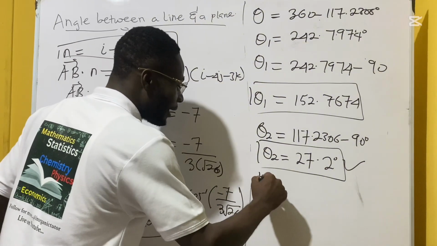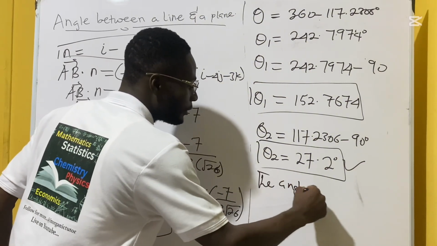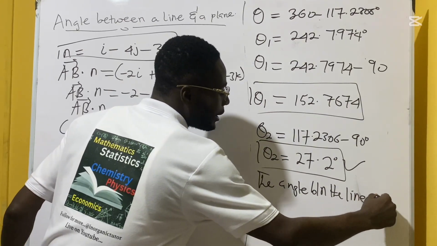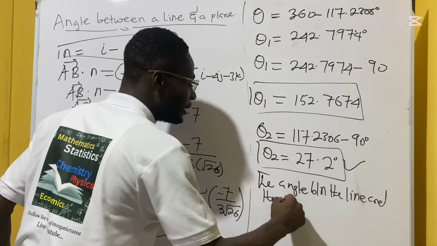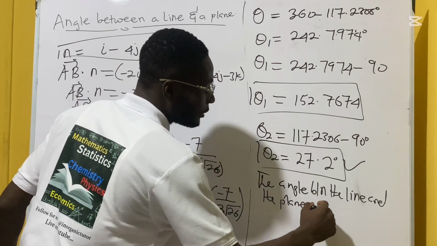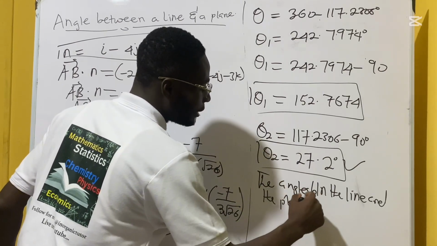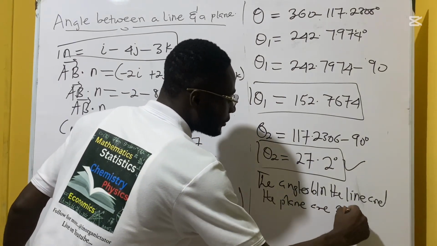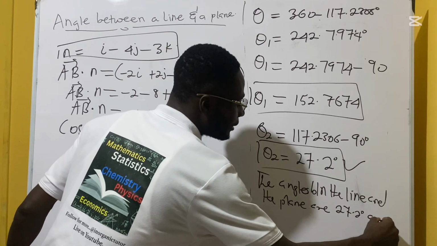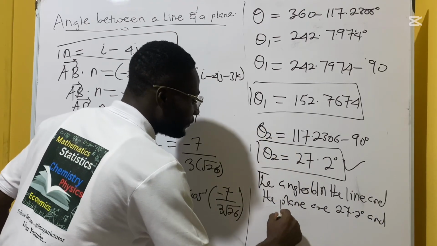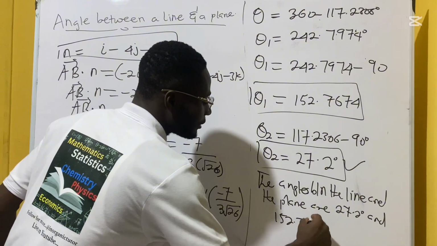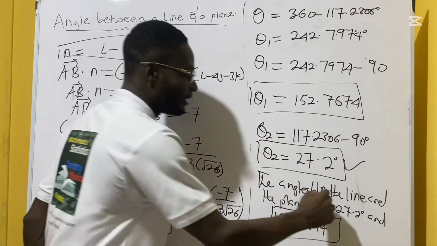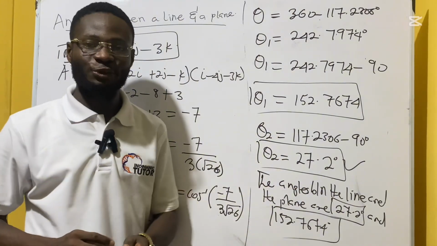So the angles between the line and the plane are 27.2 degrees and 152.7974 degrees. That is what we are interested in.